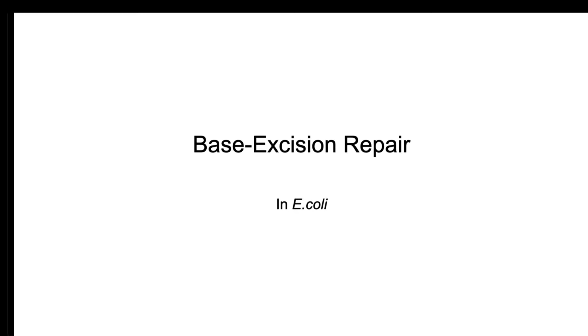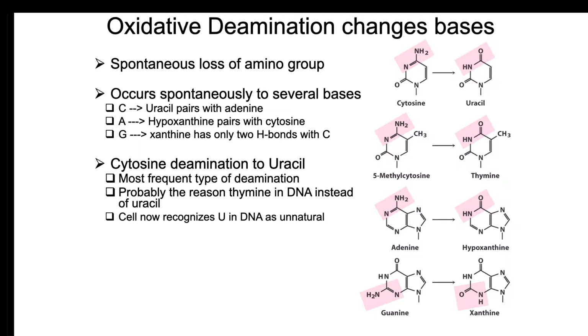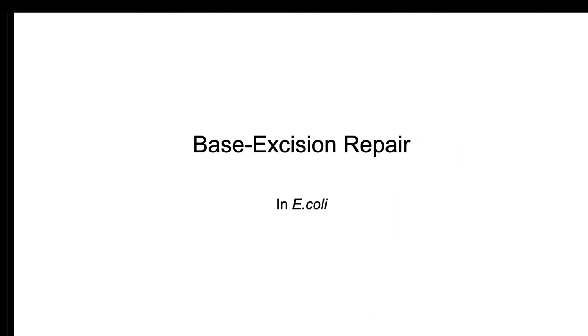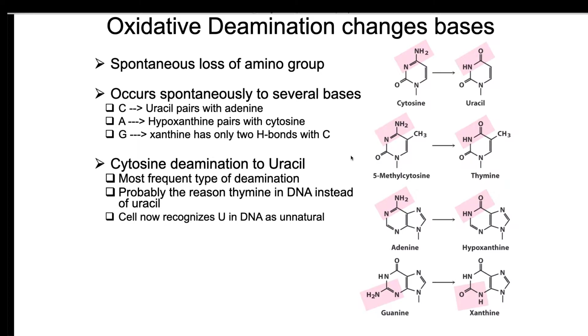Another example of just fixing a single base without chopping out a whole bunch of stuff is referred to as base excision repair. And what this fixes is oxidative deamination. So there is a particular reaction that can occur to nitrogenous bases that is spontaneous. And that is replacing an amino group with a carbonyl. This is called oxidative deamination.